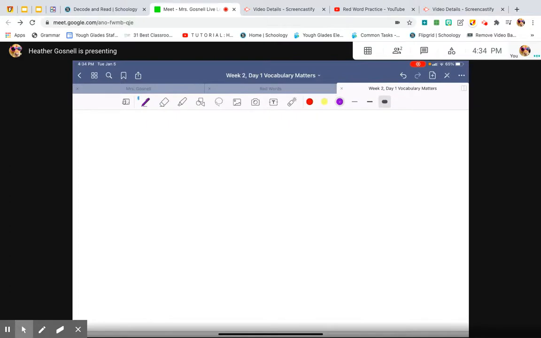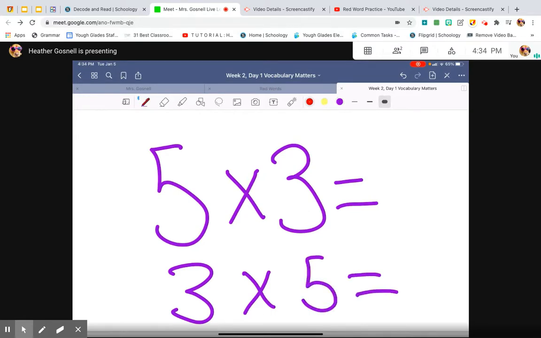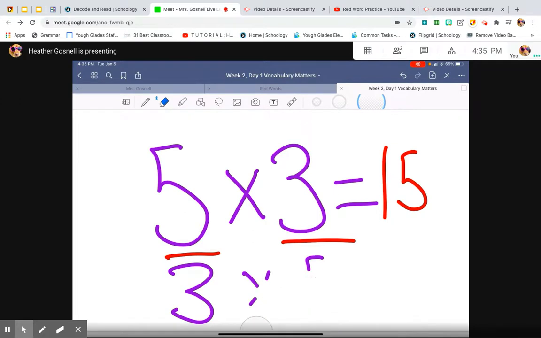All right, let's look at 5 times 3. What's 5 times 3? If you know 5 times 3, you also know 3 times 5. Let's skip count to find out. I'm going to skip count by 5 because I have 5 as my factor. I'm going to stop at 3 because 3 is my other factor. I have 5, 10, 15. 15 is my product. Remember, a product is and always will be the answer to a multiplication problem. So that's my 5 facts.